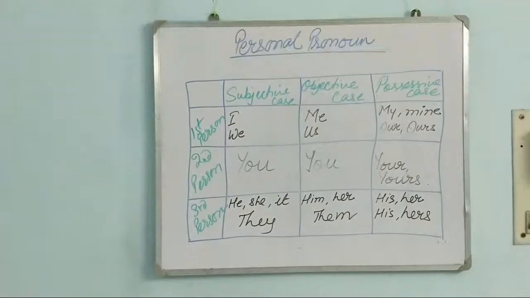Second person subjective case you, objective case you, possessive case your, yours. Third person subjective case he, she, it, they. Objective case him, her, them. Possessive case of third person will be his, her, his, and hers.